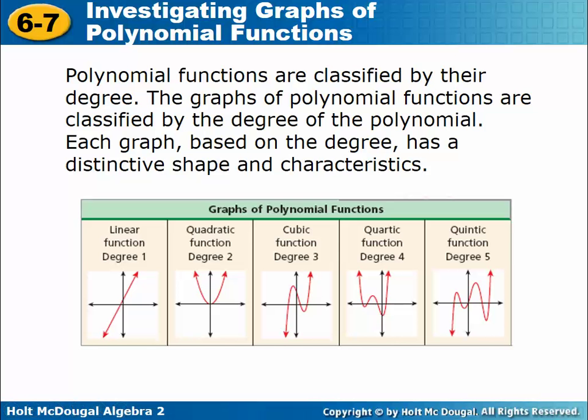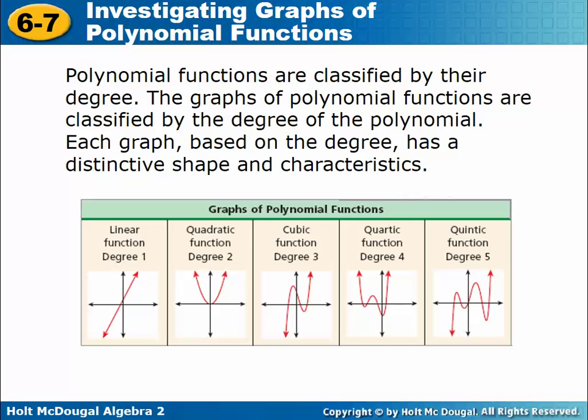So remember that polynomial functions are classified by their degree. We talked about this in section 1. And the graphs of polynomial functions are also classified by their degree. Each graph, based on the degree, has a distinctive shape and characteristic. So we've been working with linear functions since pre-algebra. That has a degree of 1, like y equals 3x plus 2. A quadratic function, we covered those this semester, has a degree of 2, such as y equals 3x squared plus 0, something like that.